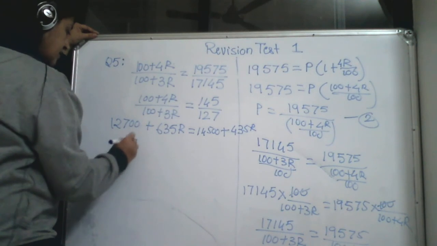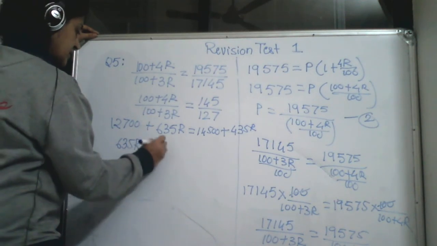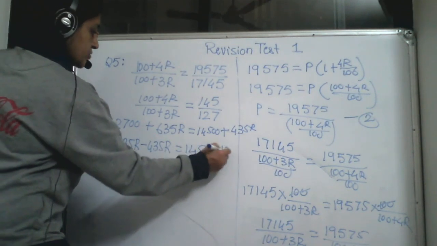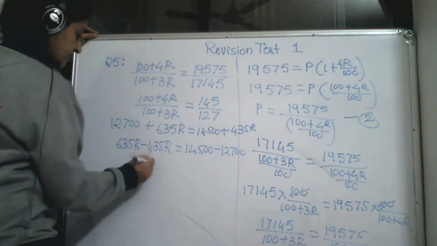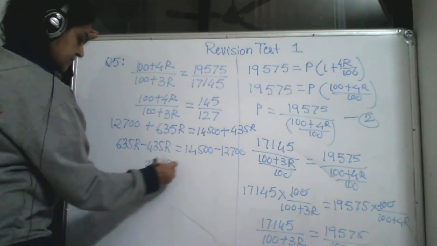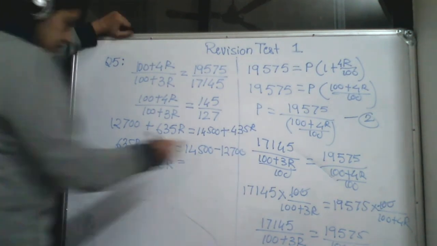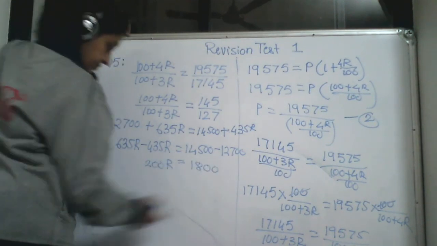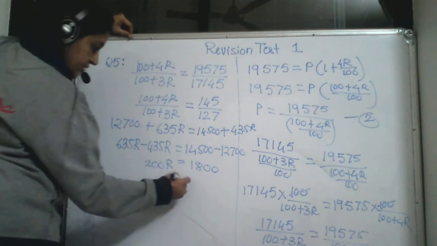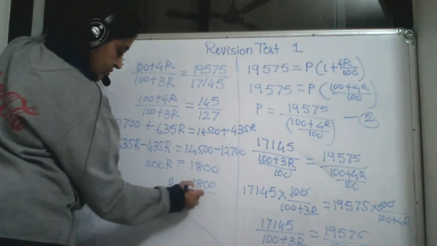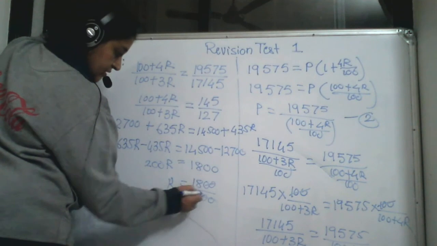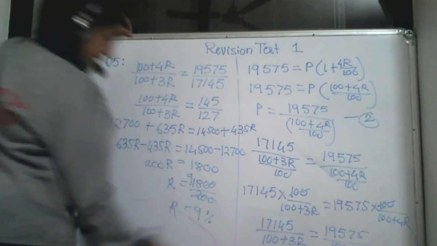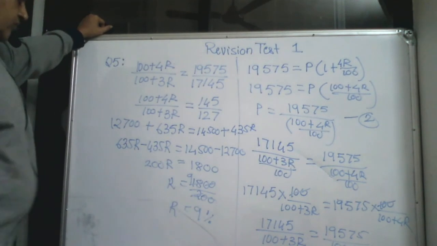635r minus 435r is equal to 14500 minus 12700. Here you will get 200r is equal to the difference between them, which will be 1800. So r would be equal to 1800 upon 200. Two ones are two, two nines are eighteen. So r is going to be 9% per annum. It is going to be 9% per annum.